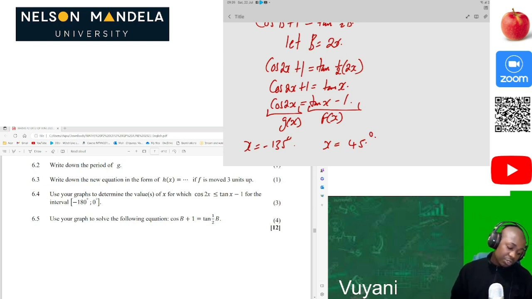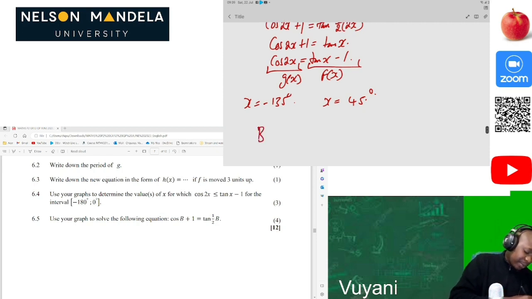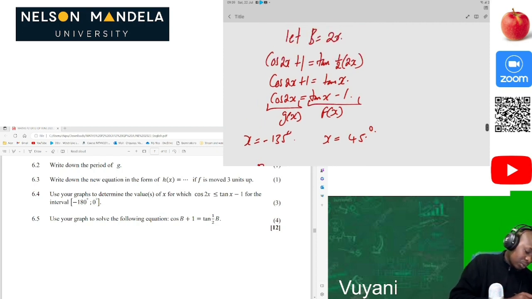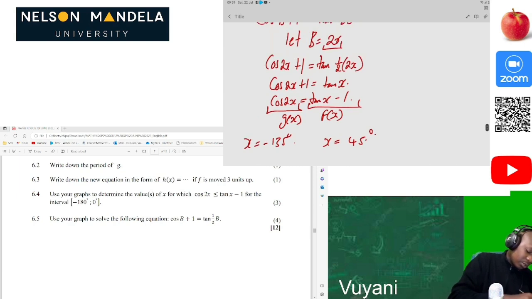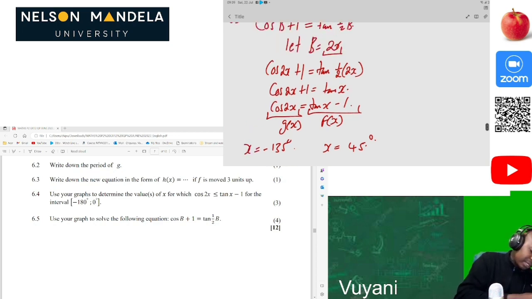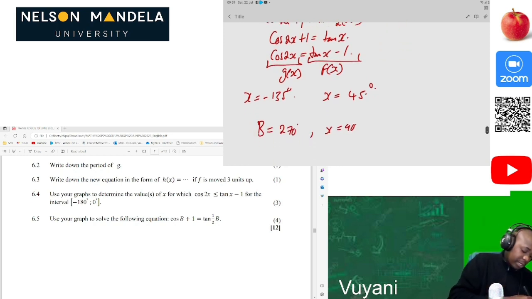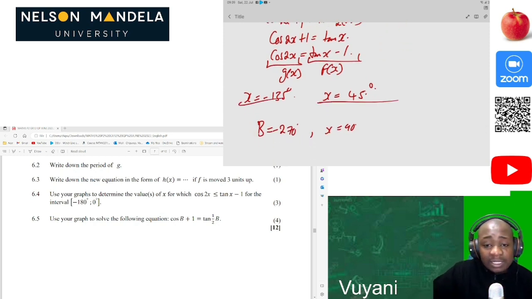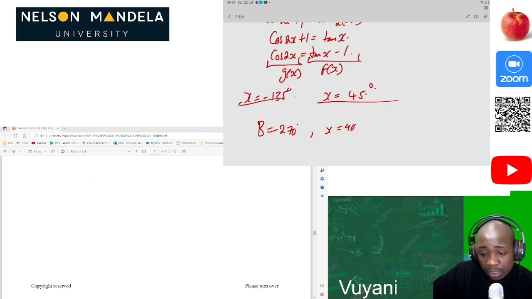So what you do, you just now substitute 135 there, and you also substitute 45 there, then you can get your value of b to be equal to 270. Another one, x will be equal to 90, because we say that let b be equal to 2x. So b is equal to 2x, so we just substitute this. So this one will be negative and this one will be that. So this is just straightforward like that, and I hope you enjoyed that section of trigonometry.